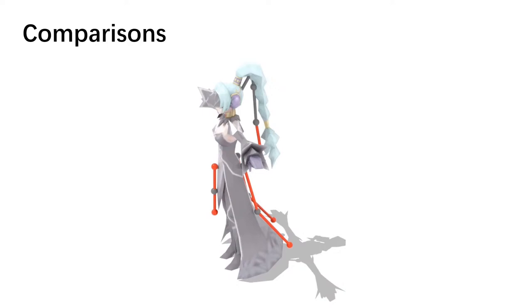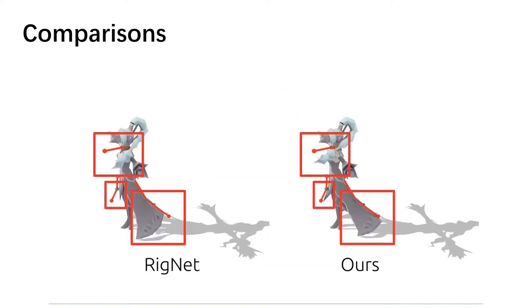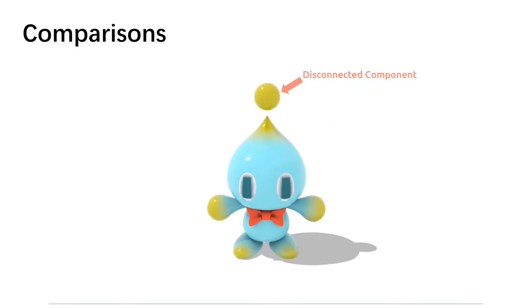Next, we demonstrate that our method is robust for out-of-body bones and disconnected components. The out-of-body bones are colored red. We can calculate hollow disks for both inside bones and out-of-body bones. Our distance is also robust for disconnected components.